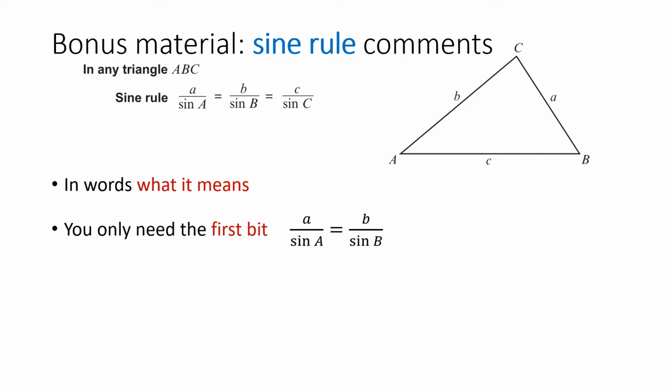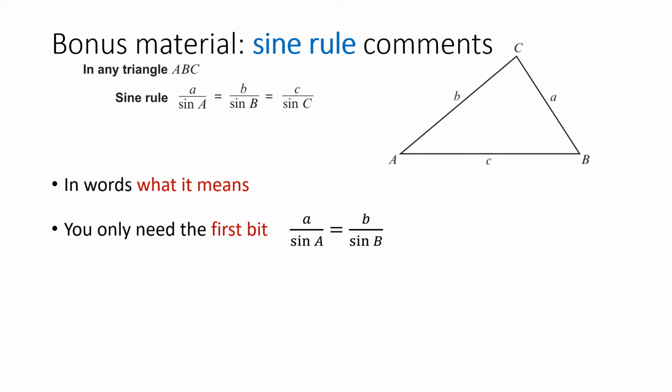Now, another comment, we actually only ever use one bit of it at a time. We set up an equation so we could ignore the c over sine c bit, and we'll just use the first bit of it. We can use this one equation if we're going to get one unknown, which means we need to know three of the other bits to use it.